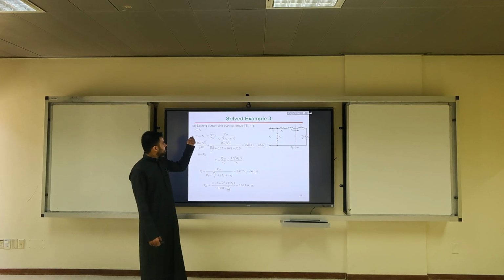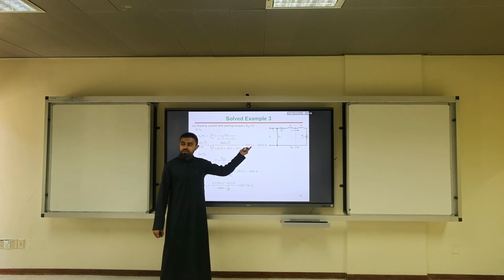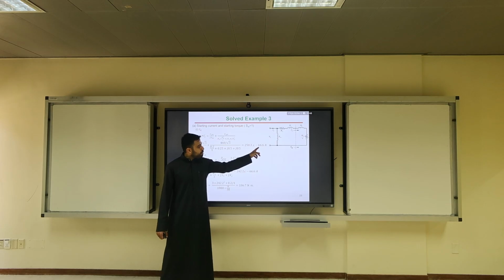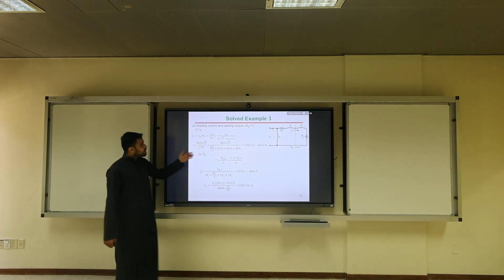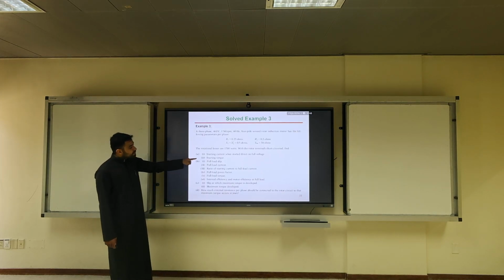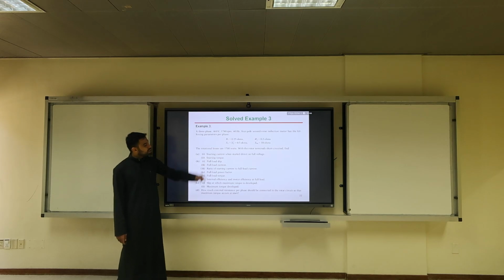So what do you note here about I1? It's 250 amps at an angle of minus 66 degrees. So 250 amps is too much current. The second part is, he's asking you what is the starting torque.